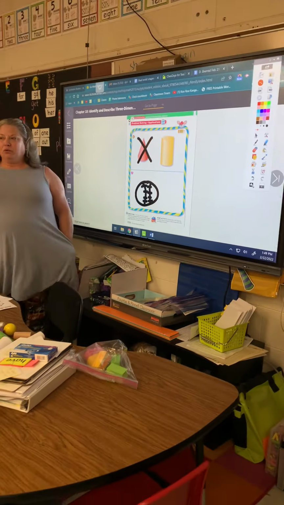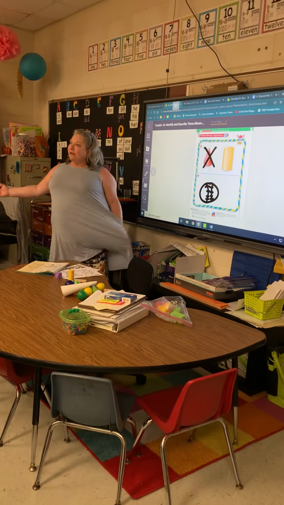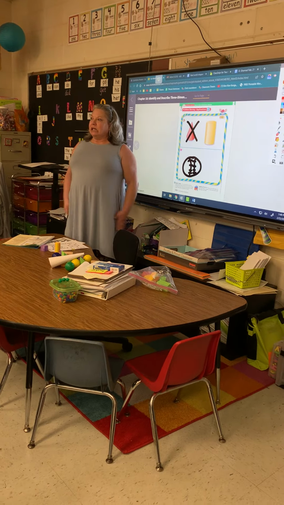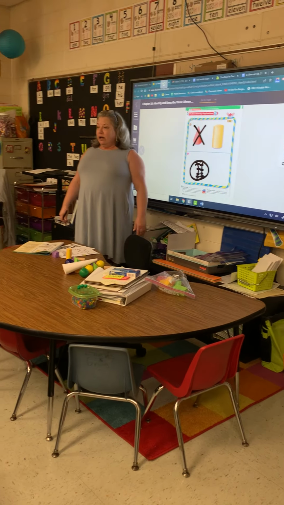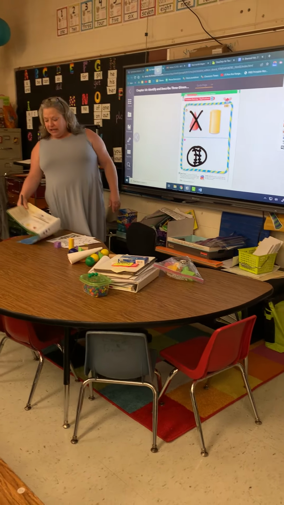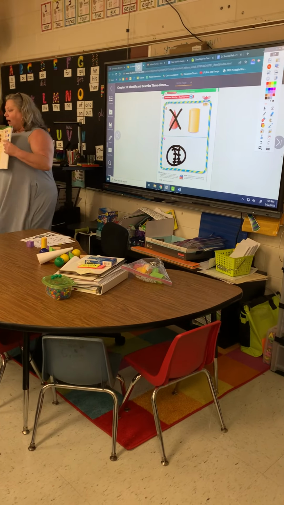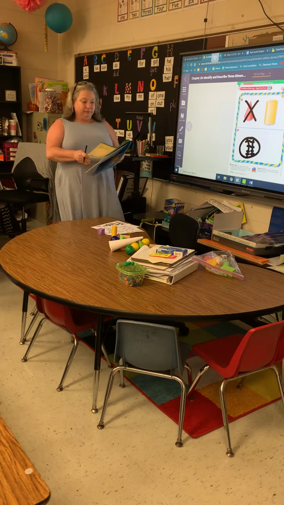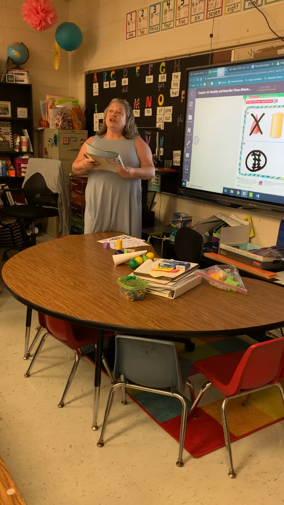That's not perfect, but what is that? A baseball. Is that something that can roll? Yes. Can you stack it? No. So any kind of ball basically is what you could do there.